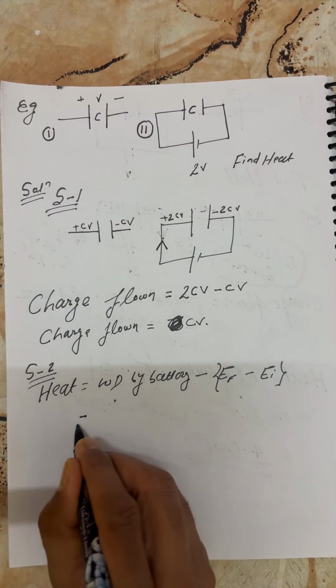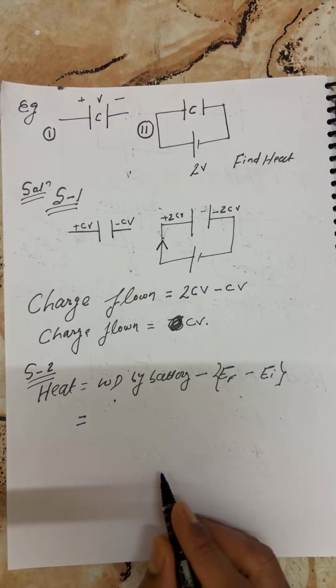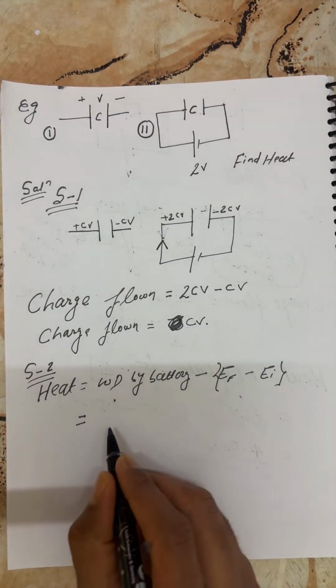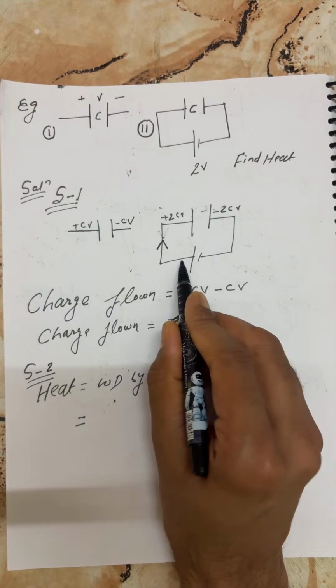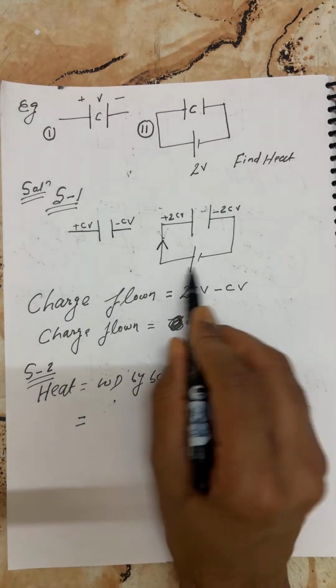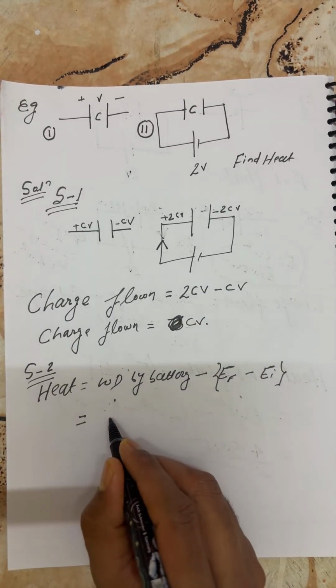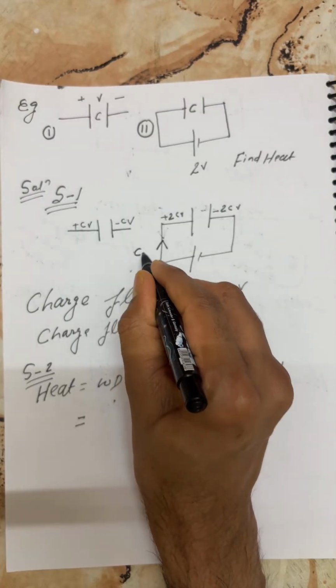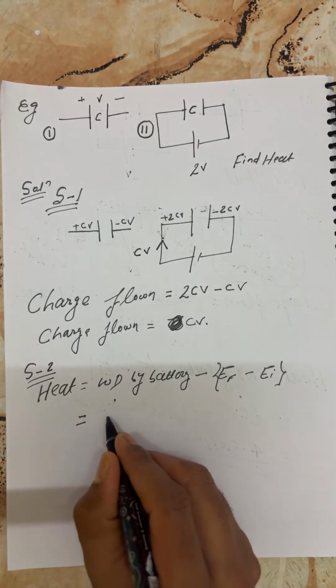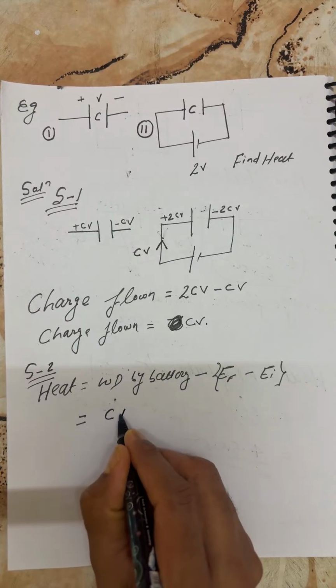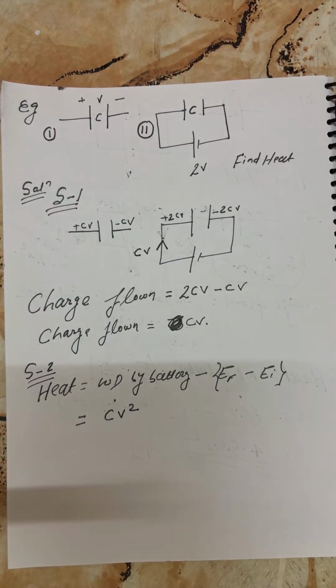So work done by battery, how can we find it? Q into V. So this is what? CV square. Just keep in your mind. Charge, how much is being supplied here? CV. So you can say this is the work done by battery, which is equal to CV square.